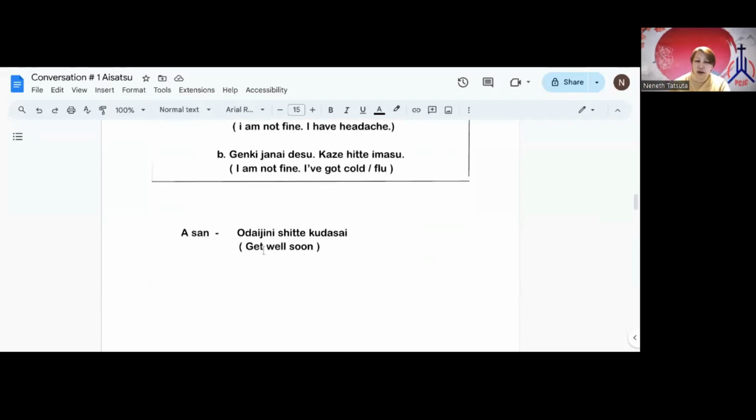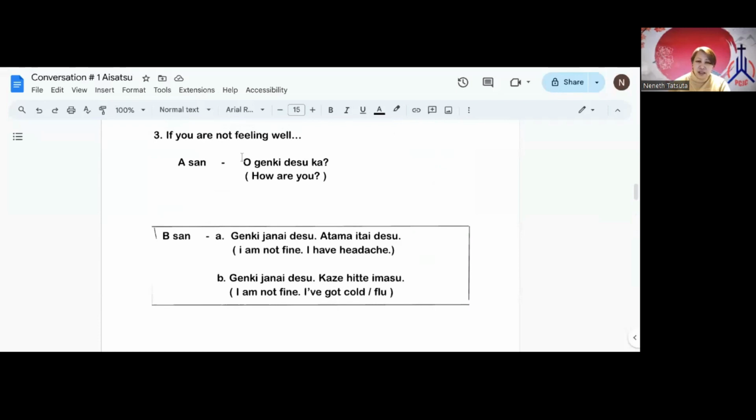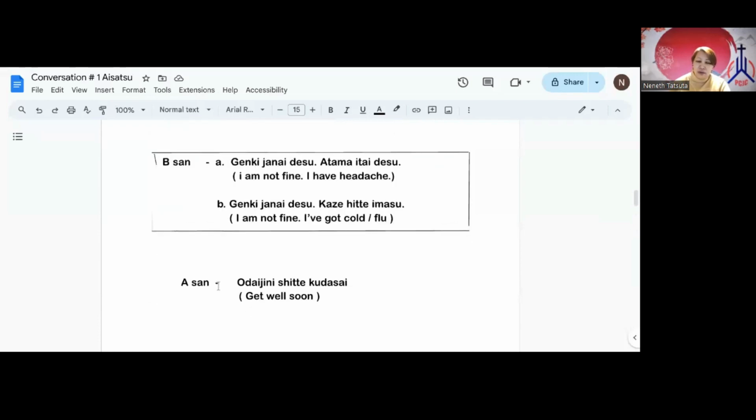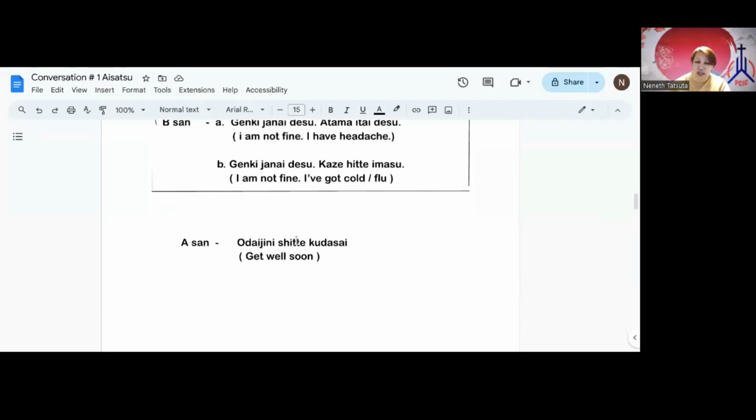So, Ei-san says, "O genki desu ka?" But you are not fine, so genki janai desu. Atama itai desu. Then Ei-san again is going to answer, "O daiji ni shite kudasai." We already gave this to you in your basic self-expression. Get well soon: o daiji ni.